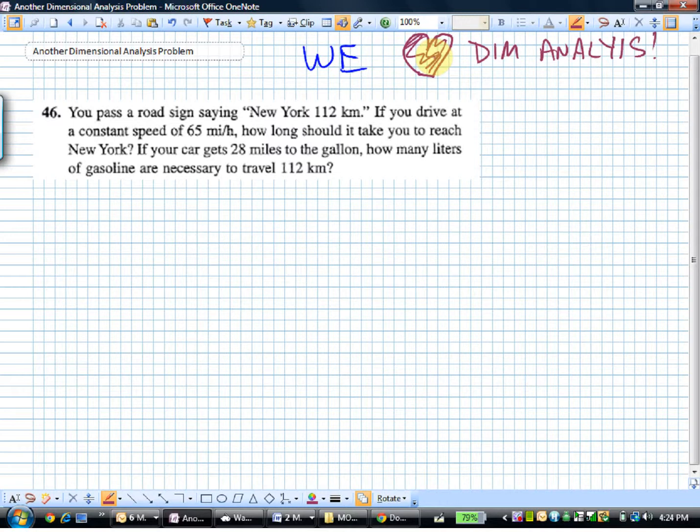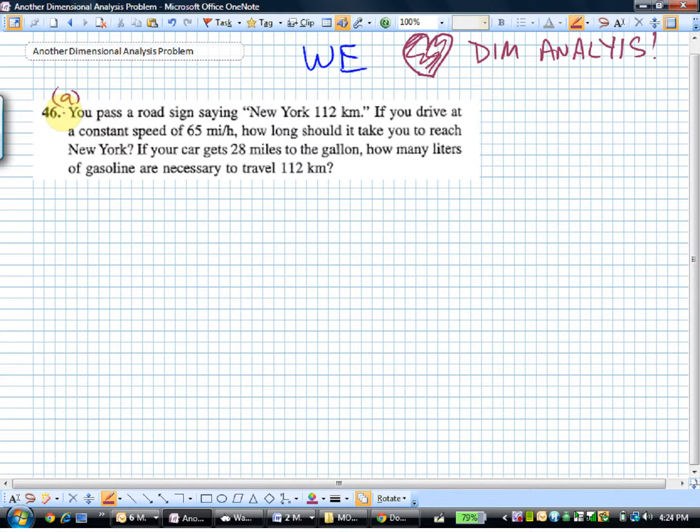You pass a road sign saying New York, 112 kilometers. If you drive at a constant speed of 65 miles per hour, how long should it take you to reach New York? That's the first part. Okay, that's part A. And then part B says, if your car gets a whopping 28 miles to the gallon, how many liters of gasoline are necessary to travel 112 kilometers? It doesn't say anything about trading in your car for a better mileage model.